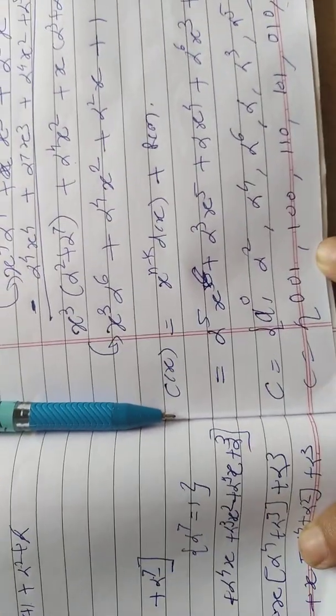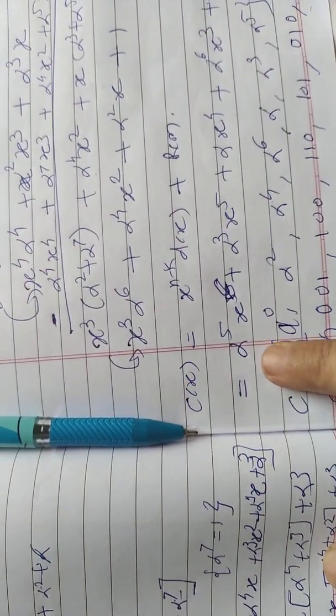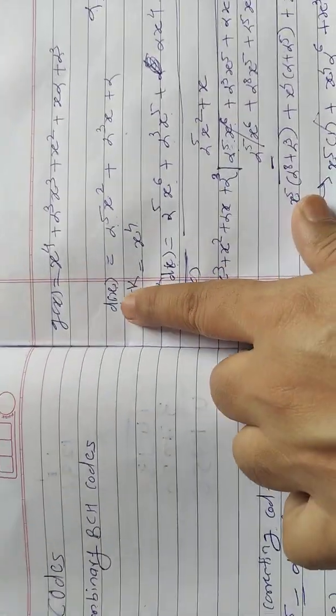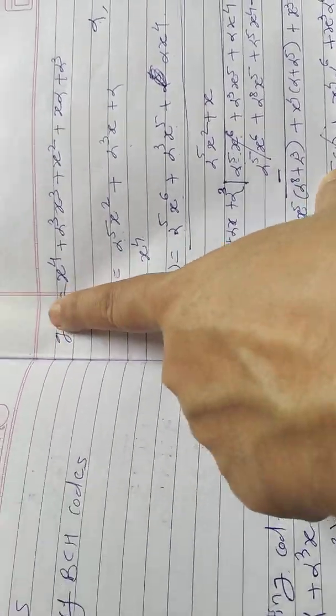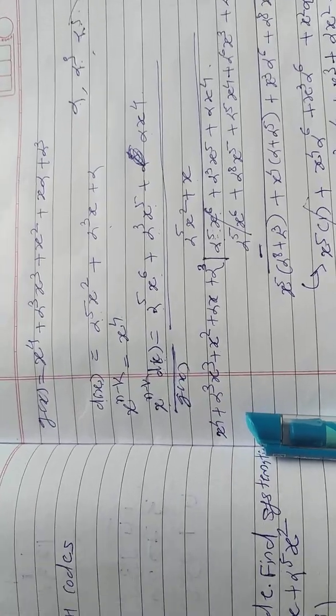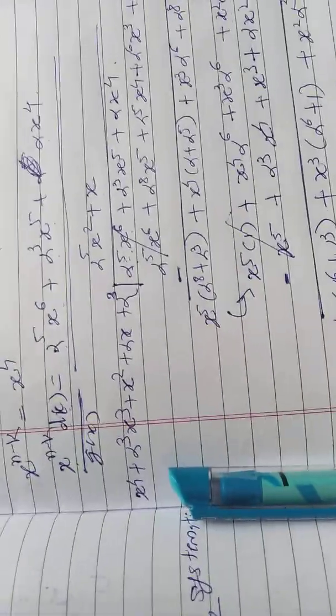Now if they have asked you to find the non-systematic code, then you have to directly multiply this d(x) and g(x), then you will get the non-systematic code. Okay, thank you.